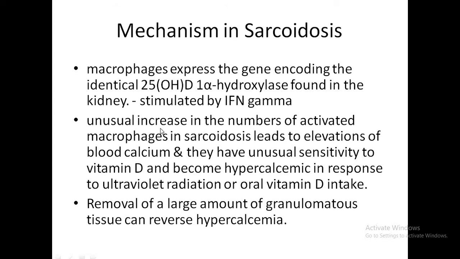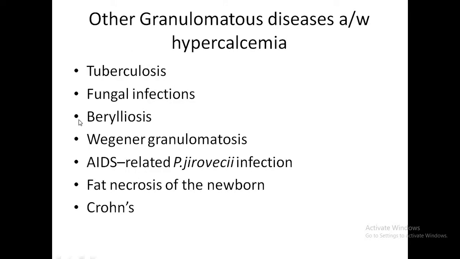And there is an unusual increase in the number of activated macrophages in sarcoidosis, and this leads to elevation of blood calcium. And they also have unusual sensitivity to vitamin D and become hypercalcemic in response to even normal ultraviolet radiation or normal vitamin D intake. And removal of a large amount of granulomatous tissue has been found to reverse this hypercalcemia. Other granulomatous diseases associated with hypercalcemia include tuberculosis, fungal infections, berylliosis, Wegener's, AIDS-related Pneumocystis jirovecii infection, fat necrosis of the newborn, and Crohn's.